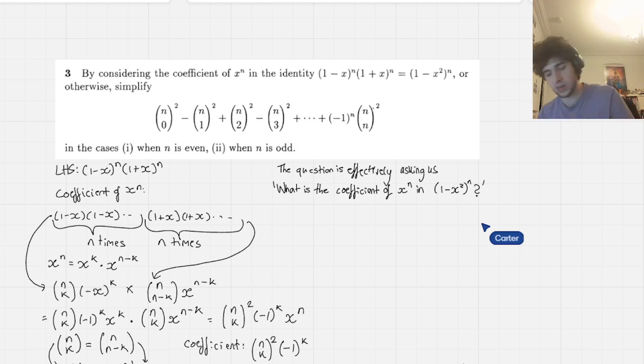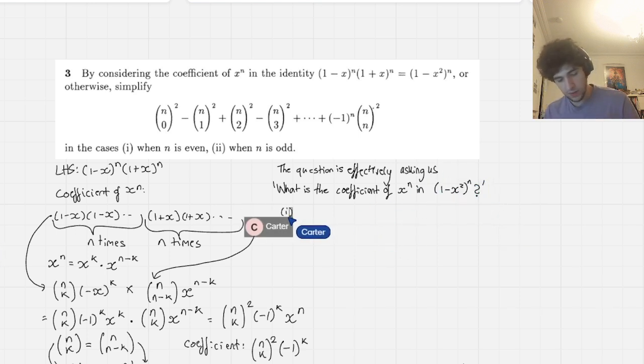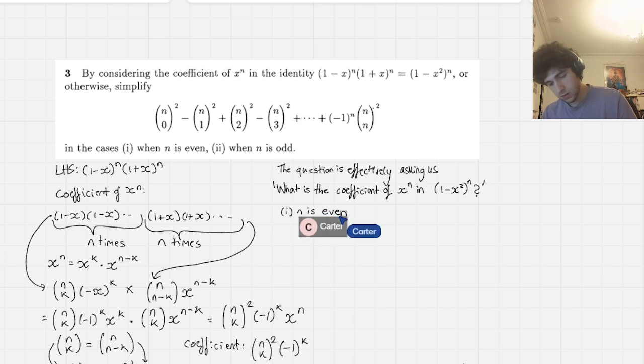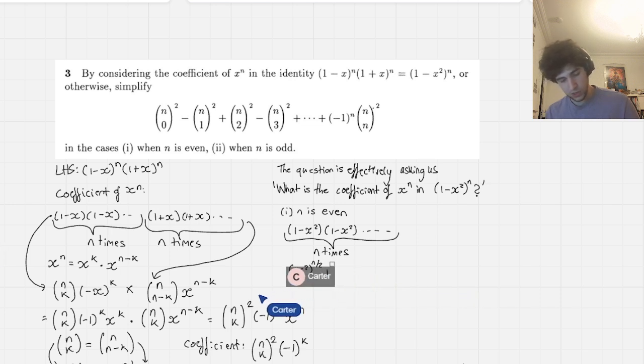Now all we need to do is look at this binomial expansion and say what's the coefficient of x to the n? Well, in the first case where n is even, there is one way to get x to the n. Ultimately what we have is 1 minus x squared multiplied by itself n times. And the one way to get x to the n is to have minus x squared to the power of n over 2, multiplied by 1 to the power of n over 2. But we're also going to have the number of ways we could arrange that. So it's going to be n choose n over 2.